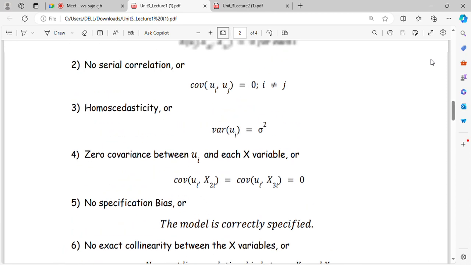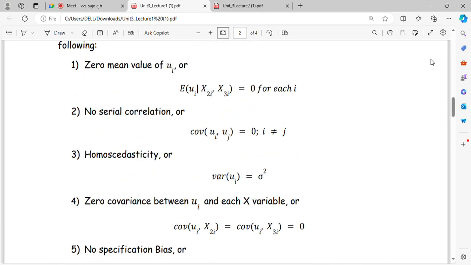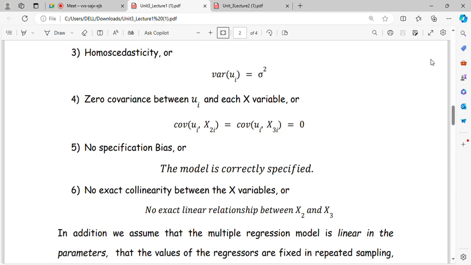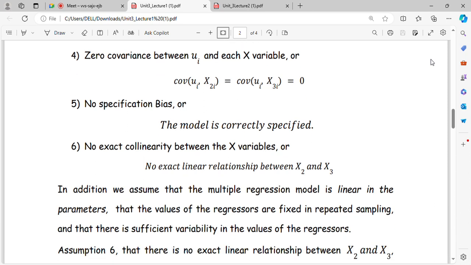When we relax the assumption of no serial correlation, we will try to understand the case of autocorrelation. When we relax the assumption of homoscedasticity, we will try to understand the other part, that is heteroscedasticity. Similarly, if there is specification bias or any kind of multicollinearity, we will study that in later units. In addition, we also assume that the multiple linear regression model is linear in parameters. That means they are not non-linear in parameters.